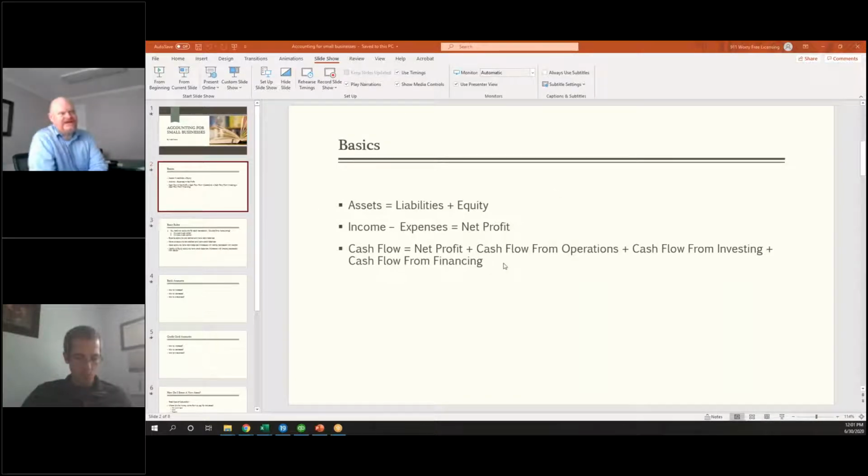So, basics of accounting. Accountants can be very smart, but they're not very creative, I think, for the most part. And so everything matches. Double entry bookkeeping requires that there is an entry for a debit and an entry for a credit, and everything has to balance. So the basics of accounting are assets equal liabilities plus equity. Income minus expenses equals net profit. That's pretty easy. And then cash flow. So cash flow equals net profit plus cash flow from operations plus cash flow from investing plus cash flow from financing. And that can also be minus if those things go into the minus.